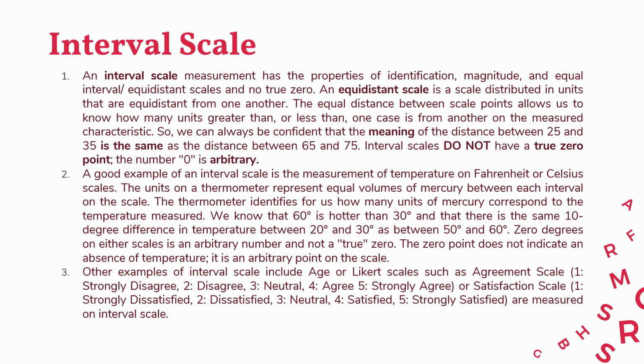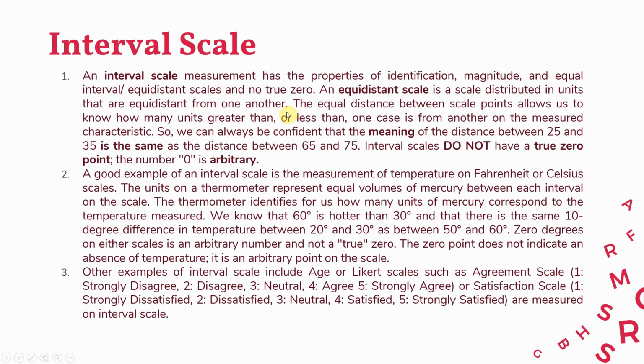The next is interval scale. An interval scale of measurement has the properties of identification, obviously, magnitude, and an added property of equal interval, equidistant scales, and no true zero. We will come back to no true zero in a minute. An equidistant scale is a scale distributed in units that are equidistant from one another.